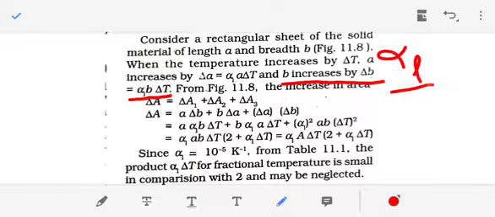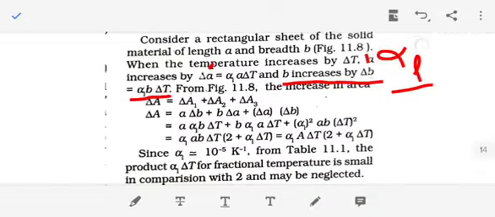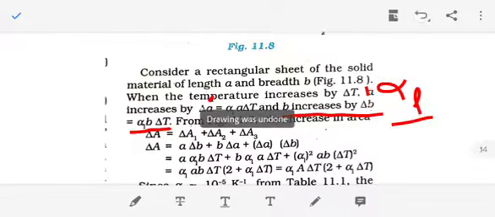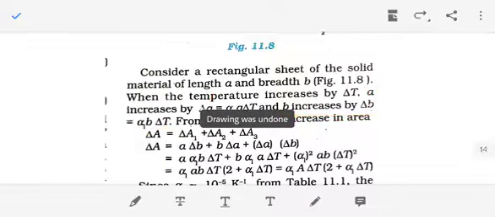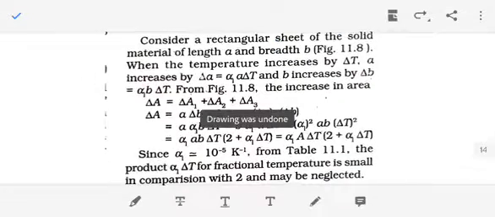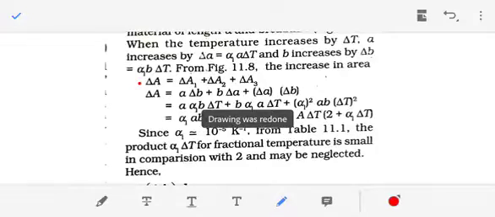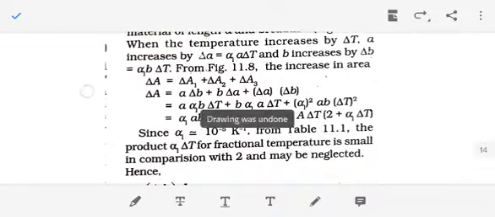Alpha L is the coefficient of linear expansion. Now we consider the increase of one length: A length increased by delta A and B length increased by delta B. So we will use the coefficient of linear expansion only, that is alpha L. Because we are considering the increase in one side, that is A or B, we use alpha L here, not alpha A or alpha B.